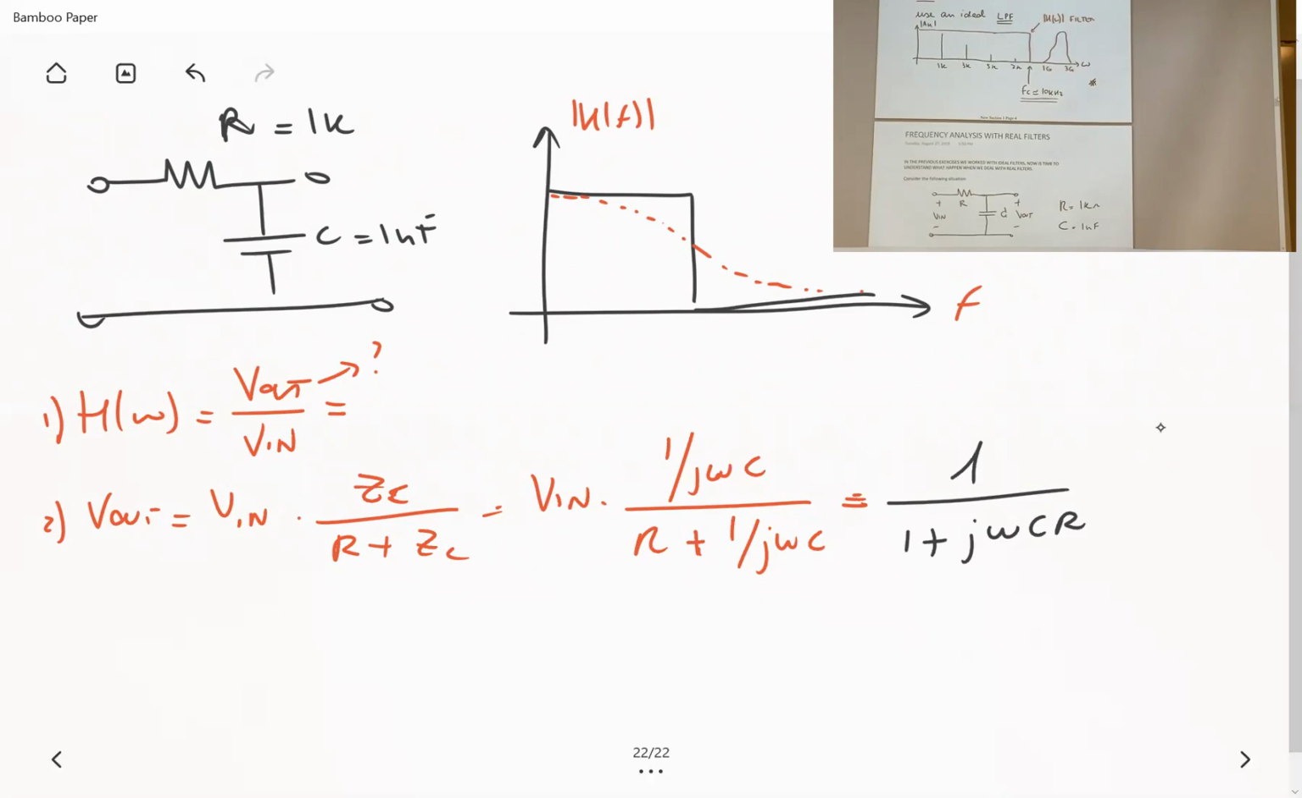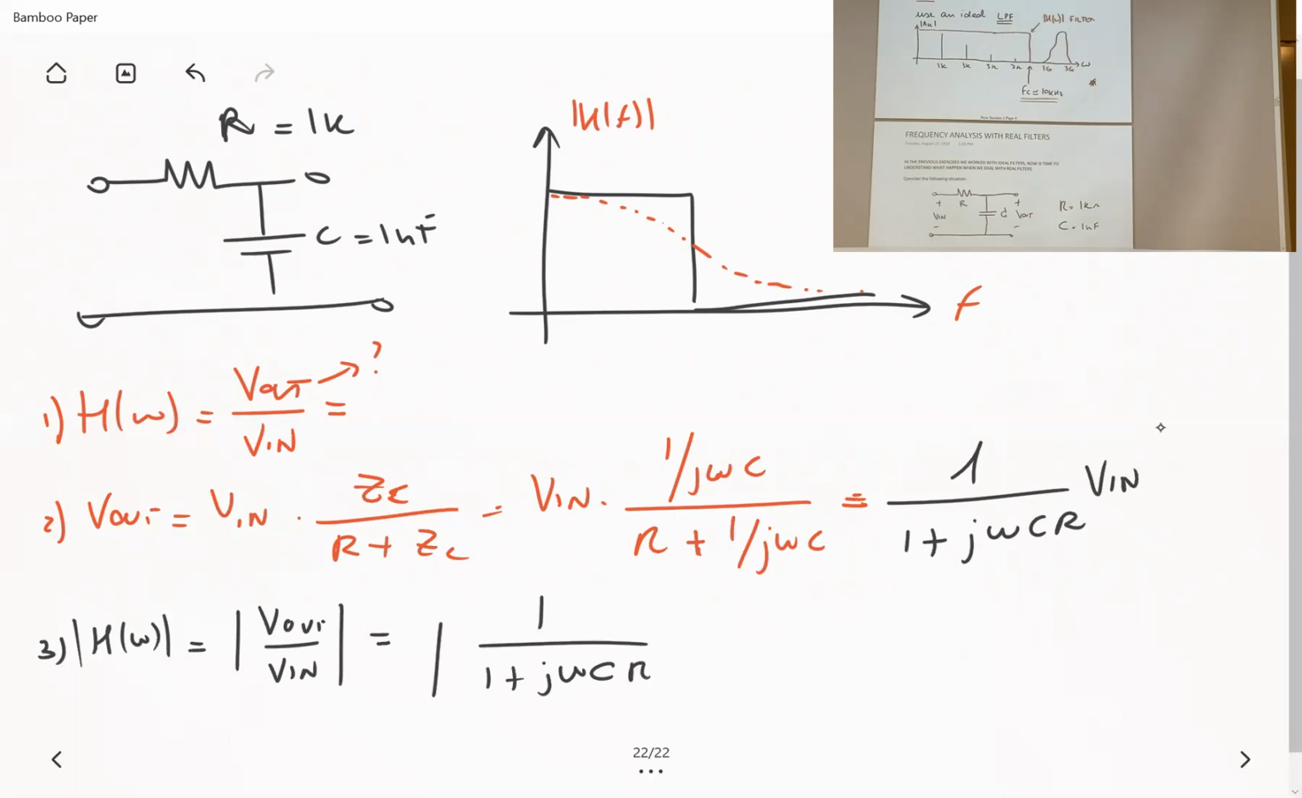Okay, and now again, what we are interested in is the absolute value of the frequency response, which is equal to the absolute value of V out divided by V in. So here it is the absolute value of 1 divided by 1 plus j omega CR. This is trivial then. We just write 1 divided by the square root of 1 plus omega squared C squared R squared. I'm not going into detail again on how to calculate these things. I hope you remember that.